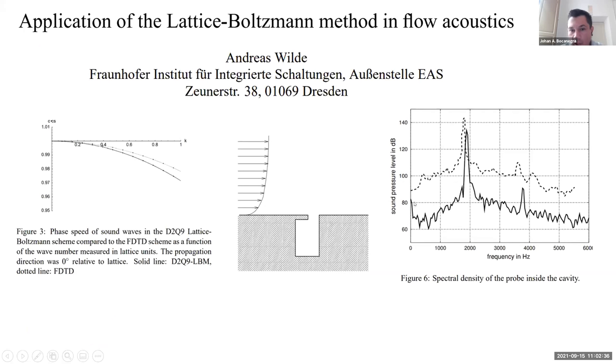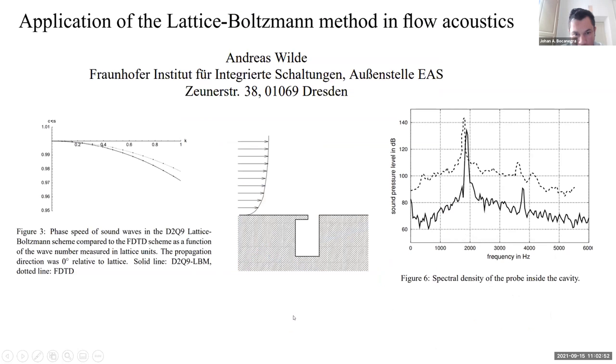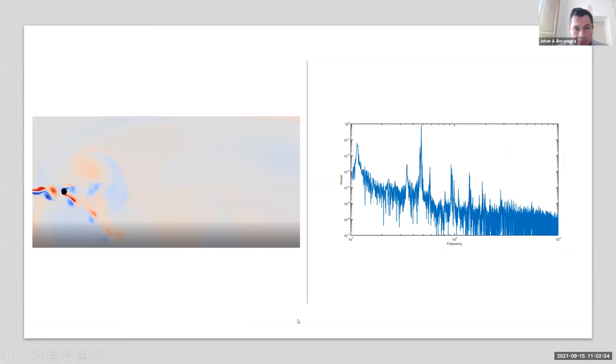Here, the Helmholtz cavity was simulated by lattice Boltzmann, edge noise with the dipole pattern. These two are our simulations. And we also performed a simulation of a jet noise with a little cylinder obstacle, and we obtained this kind of spectrum.